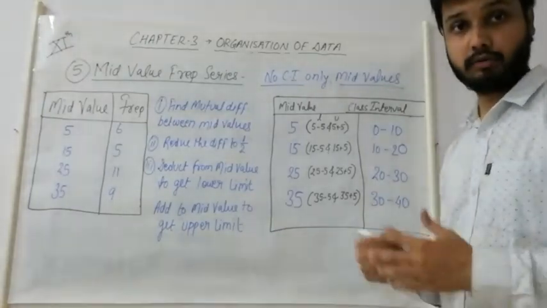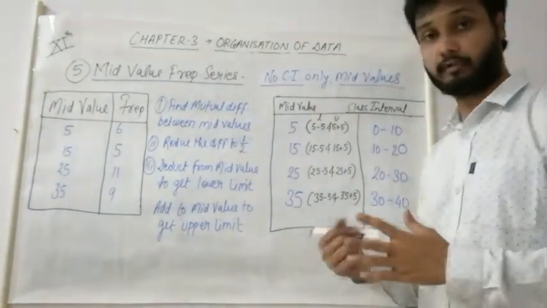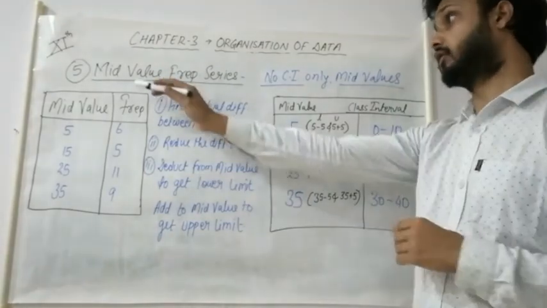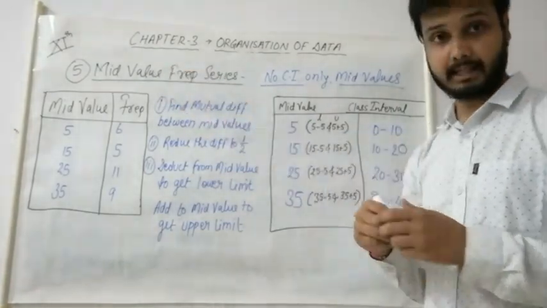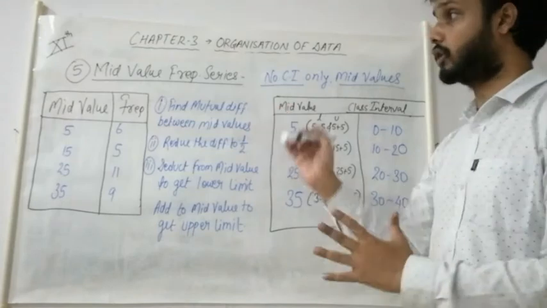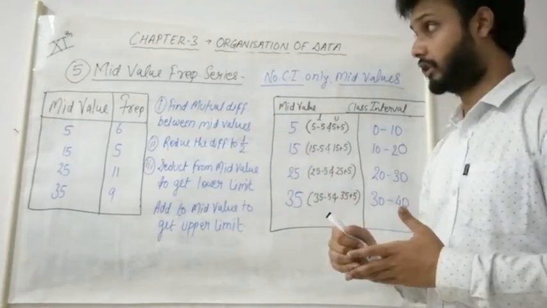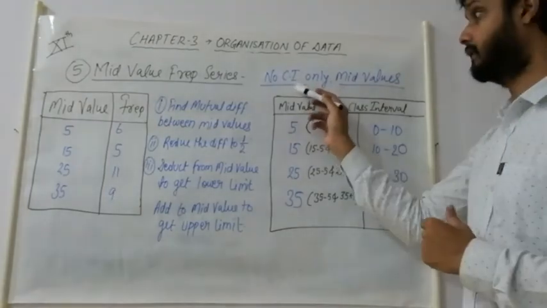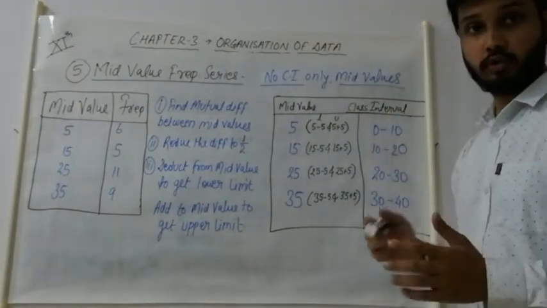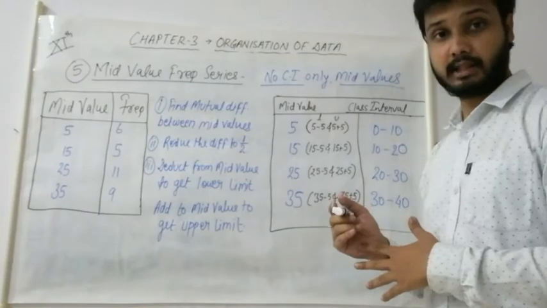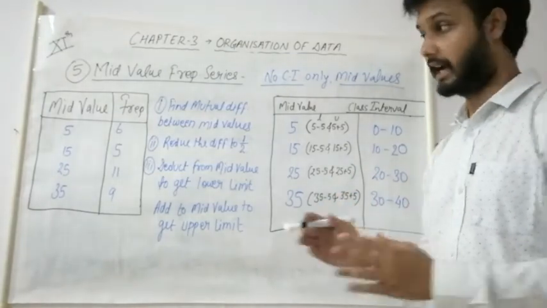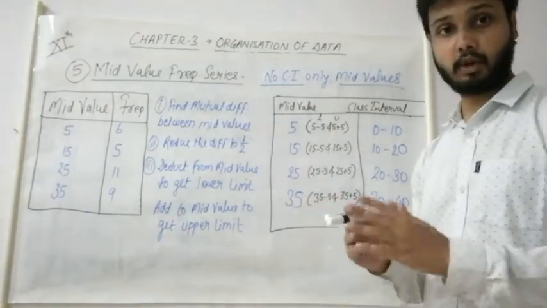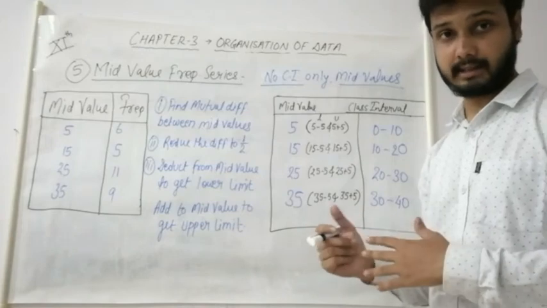Okay students, now we will see the last type of frequency distribution, which is the mid-value frequency series. What is given in a mid-value frequency series is no class interval, only mid-values. So in this type of question, you will be given the mid-values and frequencies, but you will not be given any of the class intervals.